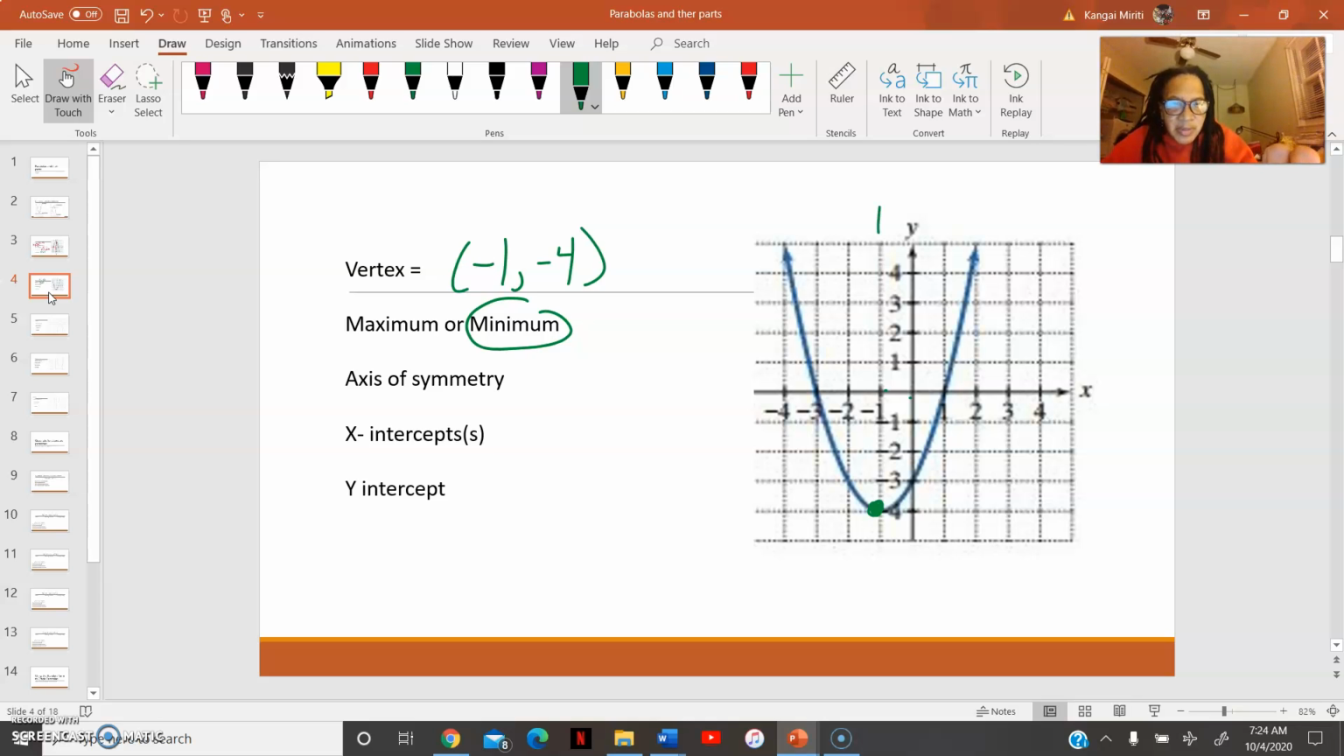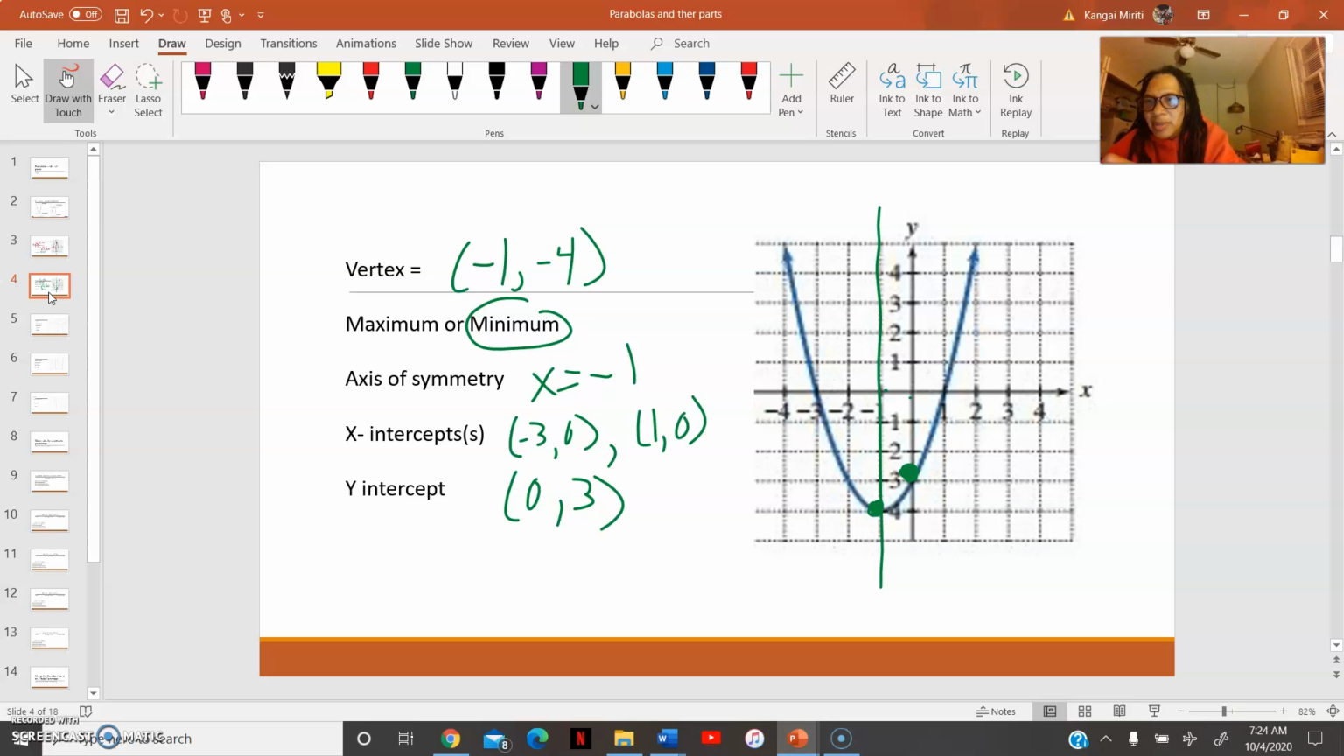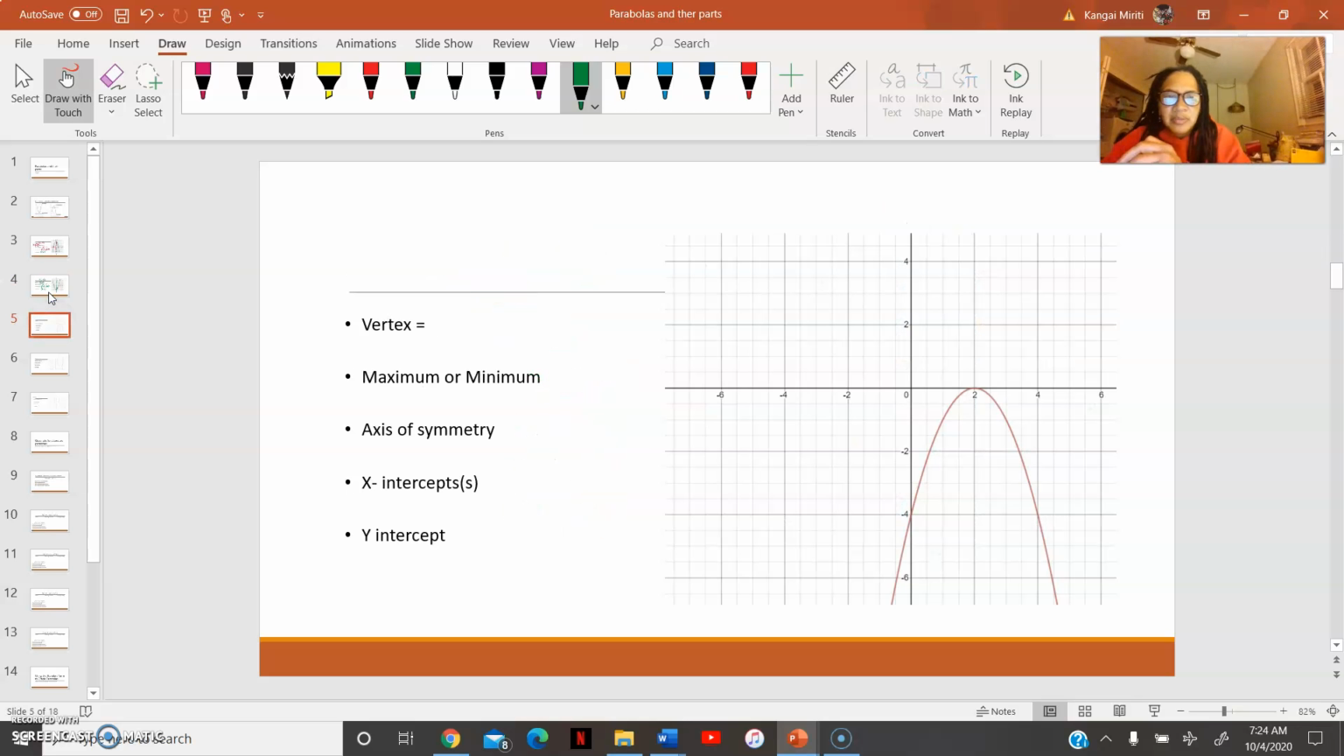What's the axis of symmetry? Oh, that's the same line as before: x = -1. The x-intercepts here are (-3, 0) and (1, 0). So this is looking pretty similar to our last one, except it's turned up. And then the y-intercept is right here at (0, 3). Well, this is pretty easy, isn't it? Let's do a few more just to make sure.